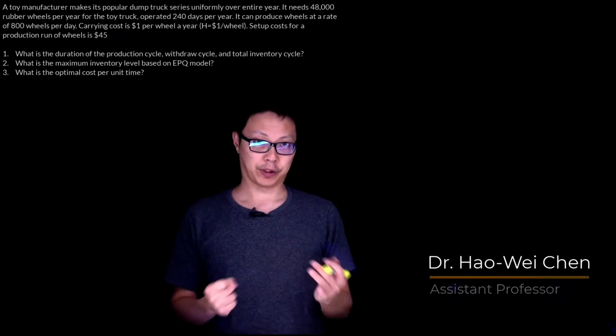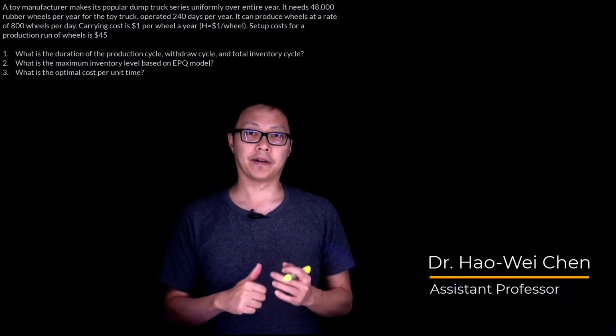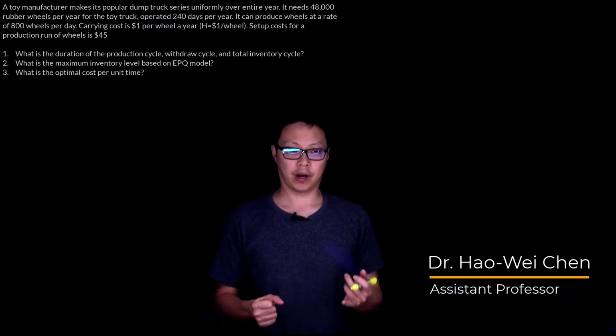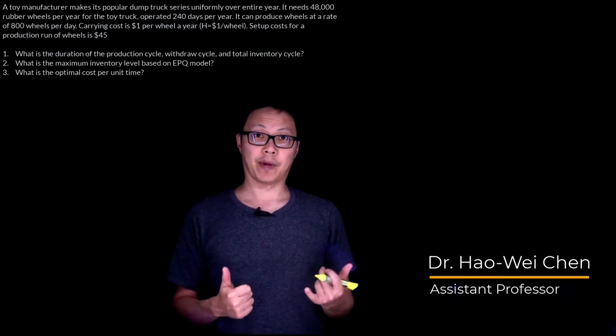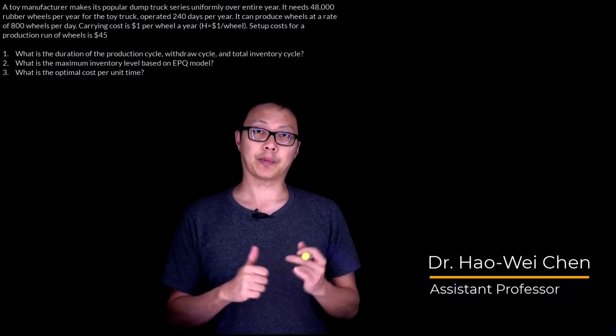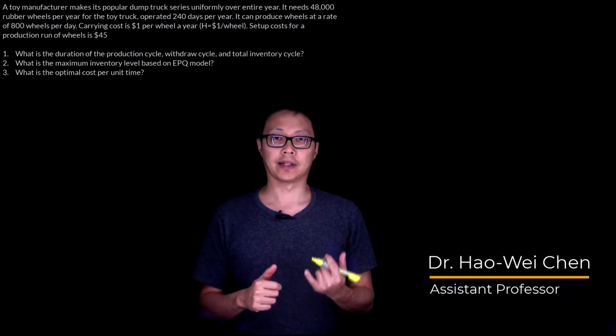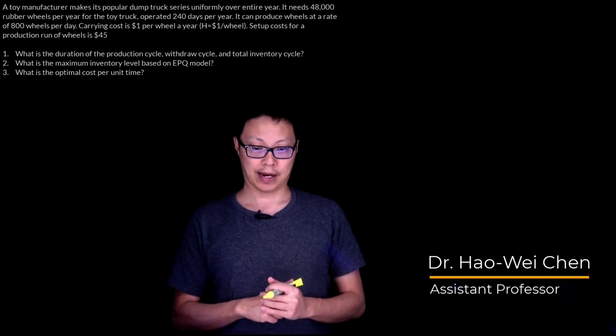Okay, now let's take a look at the toy manufacturer's problem. Based on the problem descriptions, we notice that there's a fixed ordering cost and a holding cost. We also have a fixed demand rate as well as a fixed production rate. And because the production rate is not unlimited, we cannot use the EOQ model. Instead, we need to use the EPQ model.